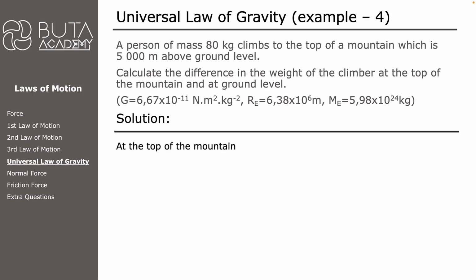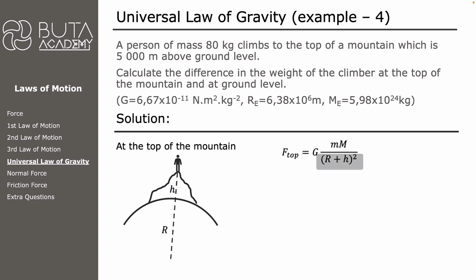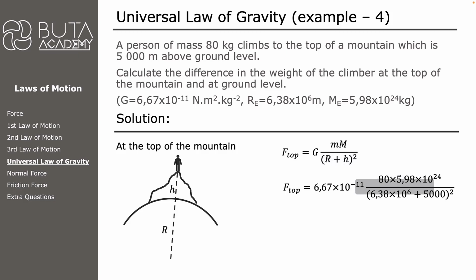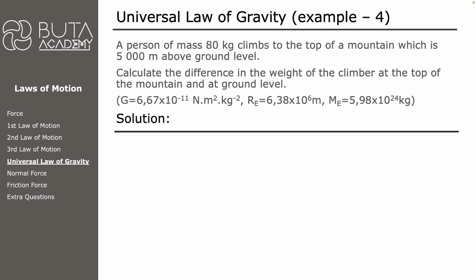Now let's calculate the weight of the climber at the top of the mountain. Unlike the previous case, if a climber is at the top of the mountain, the distance between Earth and the climber will be equal to the sum of the radius of Earth and height of the mountain. In this case, the denominator in the formula of the gravitational force will become (r plus h) squared. We can proceed with substitutions, but don't forget to add 5000 inside the parentheses in the denominator. Weight of the climber at the top of the mountain is 782.7 newtons.